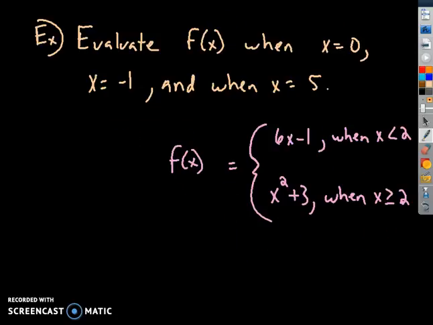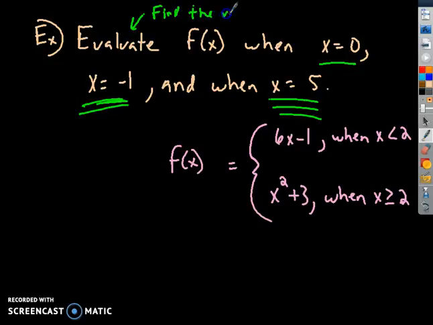All right, so here's the first example. Example says, evaluate f of x when x is 0, x is negative 1, and x is 5. So it's saying evaluate means find the value of. So it's saying find the value of f of x when x is 0, negative 1, or 5.